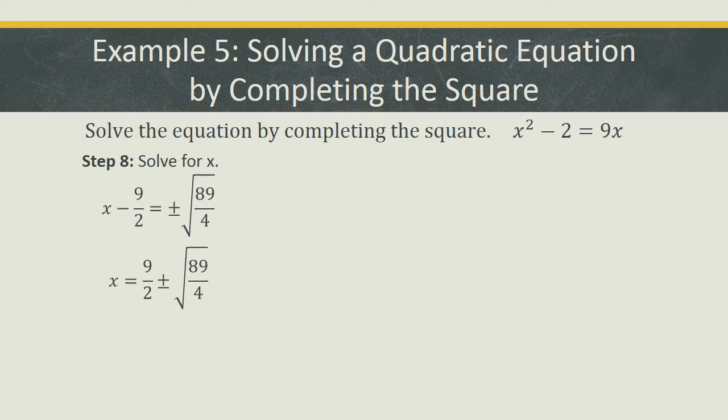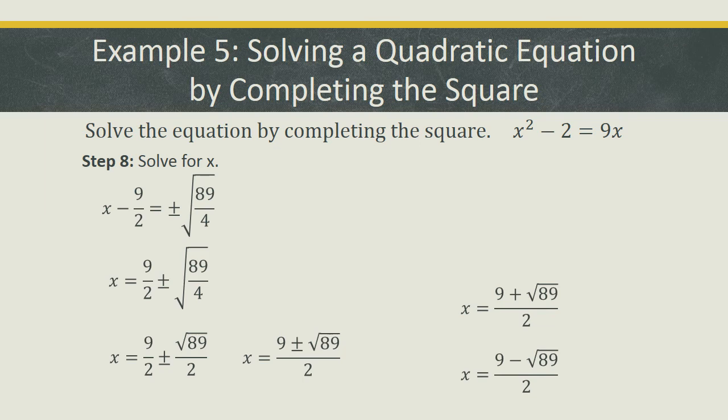In order to do that, we take the square root of anything we can over here. The square root of 89/4 is the same as the square root of 89 over the square root of 4. That simplifies down: the square root of 4 is 2. Everything else is still the same. I do have a common denominator here, so I can write it all over one common denominator. That gives me x equals 9 plus or minus the square root of 89, all over 2. And this is really two separate answers: 9 plus the square root of 89 over 2, and 9 minus the square root of 89 over 2.